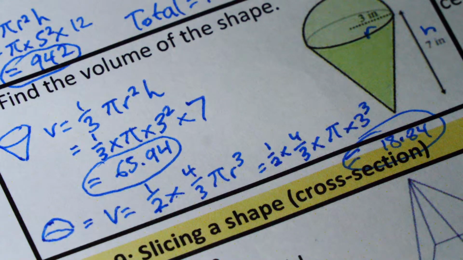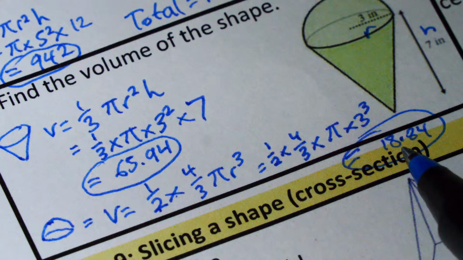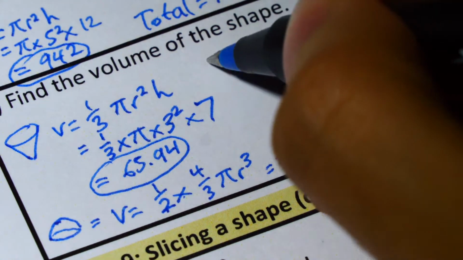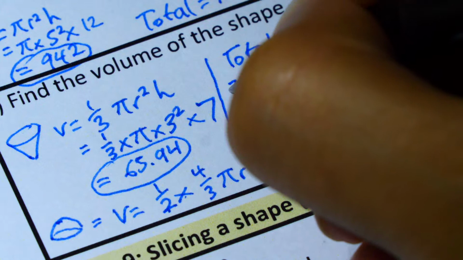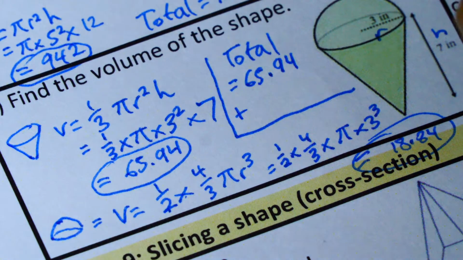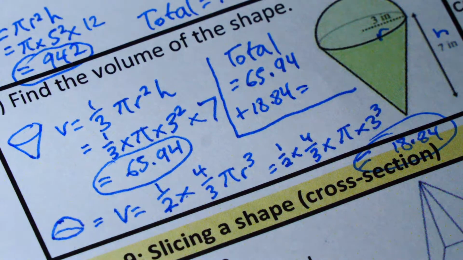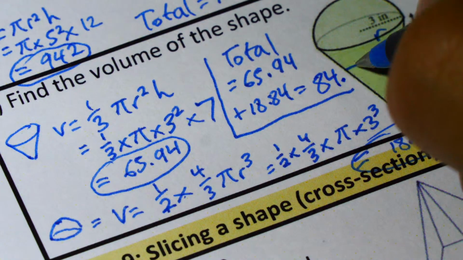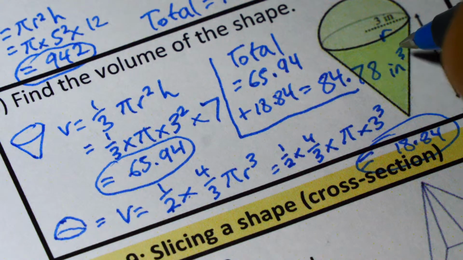Okay, so we have the volume of this cone and the volume of this half sphere. We have to find the total, add them together. 65.94 plus 18.84 equals 84.78 inches cubed.